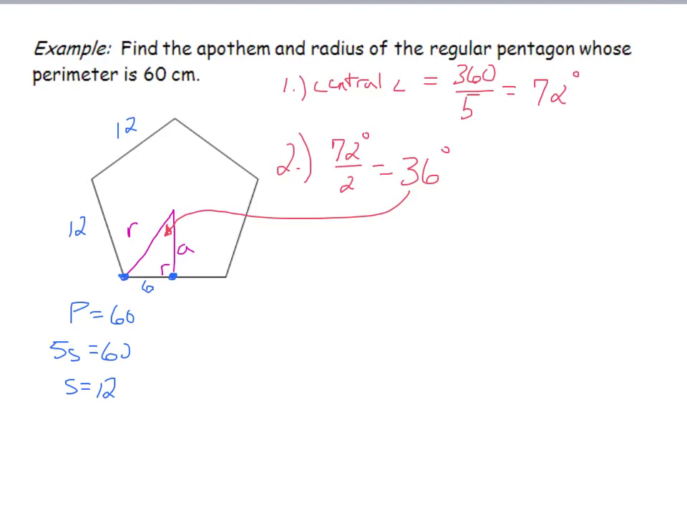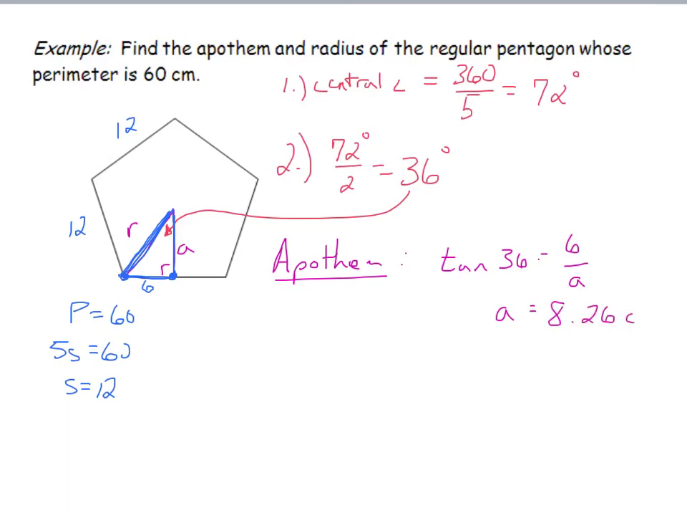Now that I've got the half of the triangle I'm looking at, we're going to use SOHCAHTOA to figure out the apothem and my radius. So my apothem, my A that I'm looking for. Notice, I know the angle here. I've got the side opposite and the side adjacent, so opposite and adjacent, we're using tan. So tan of the angle, 36 degrees, is equal to my opposite, 6, over my adjacent, which I'll call A. If I solve this in my calculator, you end up getting 8.26 centimeters.